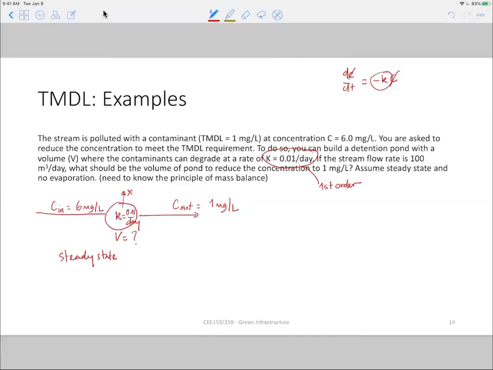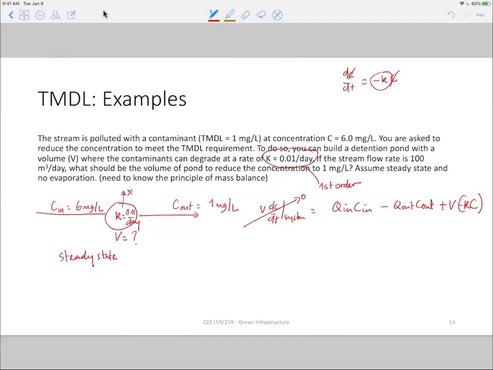So now you have to solve for volume. Well, if you write the mass balance equation, V dC over dt in a system would be Q in, C in, minus Q out, C out, plus the pond reaction rate. So that will be, all right, minus volume times reaction, which is first order reaction, KC. The reason I write negative is because this is a reaction that decreases the concentration. And you know that it's a steady state, so that will be 0.